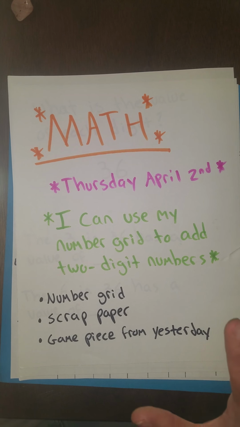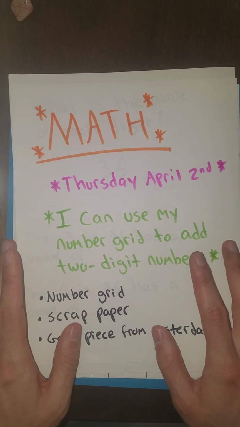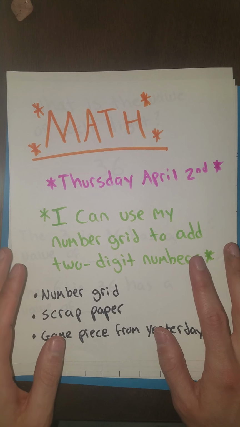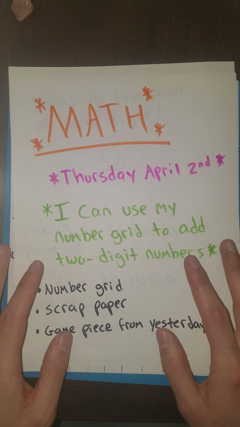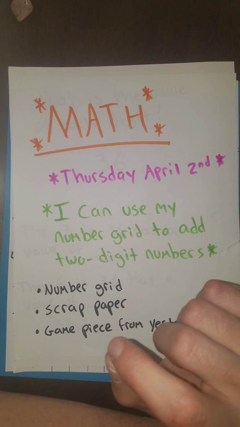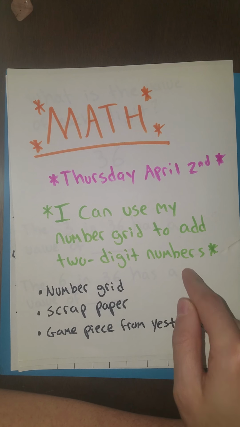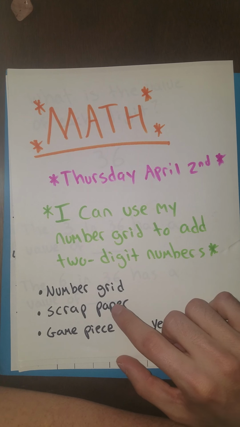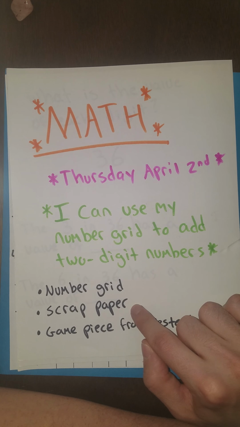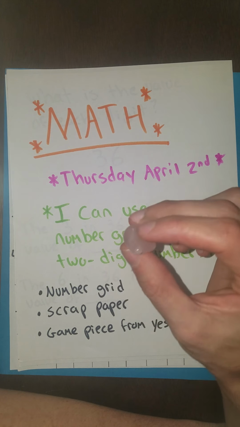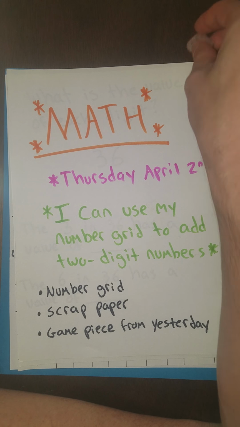Earlier this week, we built our own number grid, and then we practiced using our number grid by playing Race to 100. And we're going to use those same tens jumps and ones hops today to add our two-digit numbers. What you're going to need for today's math lesson is your number grid, some scrap paper, and one of your game pieces that you used in Race to 100 yesterday.